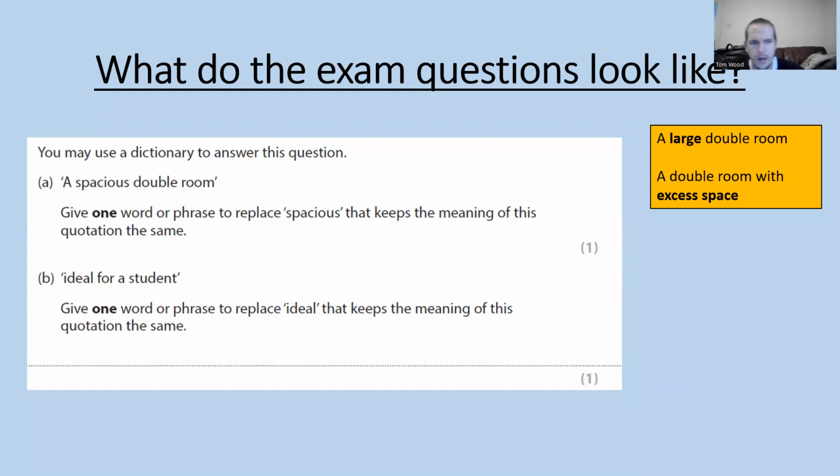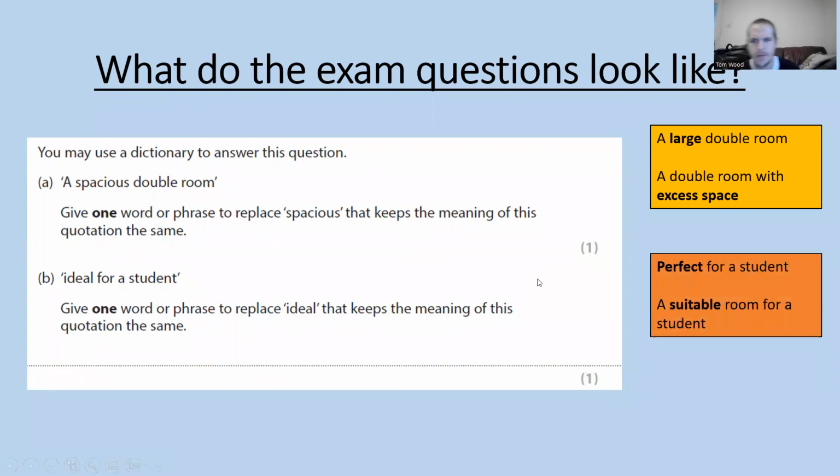And then for part B, we've got perfect for a student: a suitable room for a student, something to this effect. Ideal for a student. Students would find this perfect. You can always rephrase it if you need to as well, but normally it's easy to change that one word and substitute it out for something else.